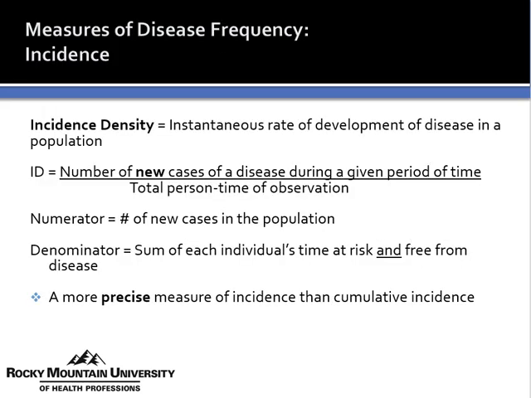Now, let's talk about incidence density. This is the rate of development of disease in a population, the instantaneous rate of development of disease in that population, and it's calculated by the number of new cases of a disease during a given period of time divided by the total person time in observation. So it's considered a more precise measure of incidence than cumulative incidence.